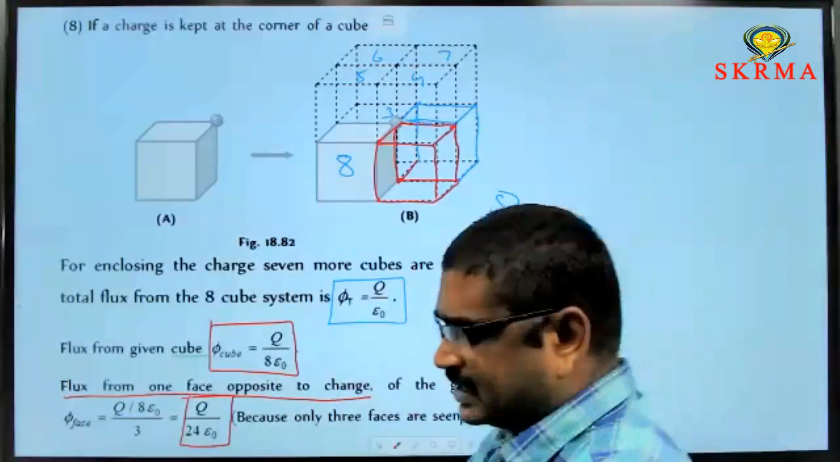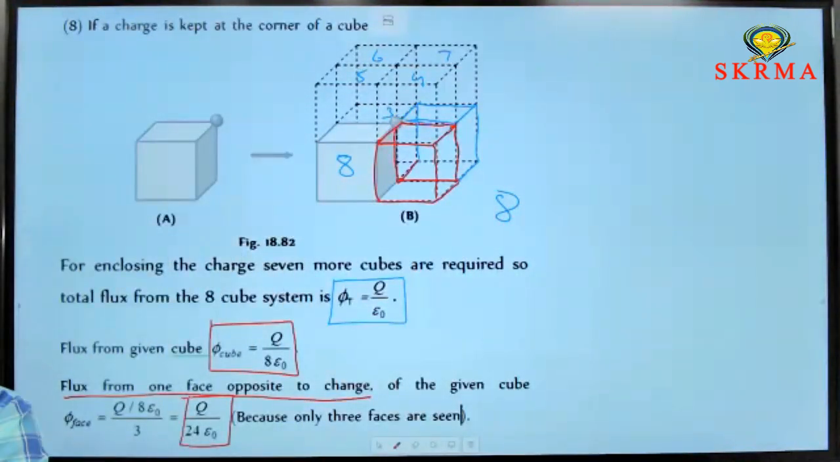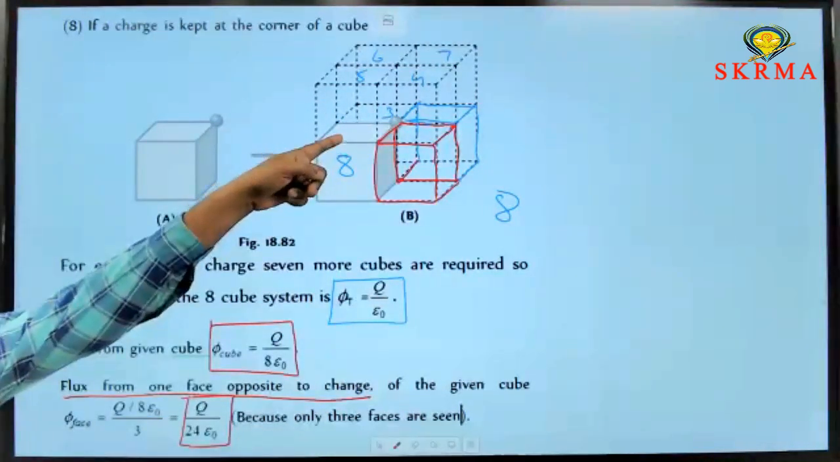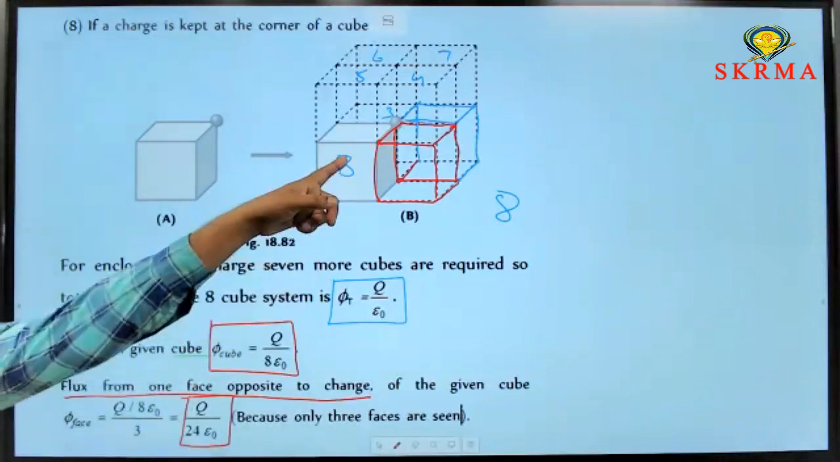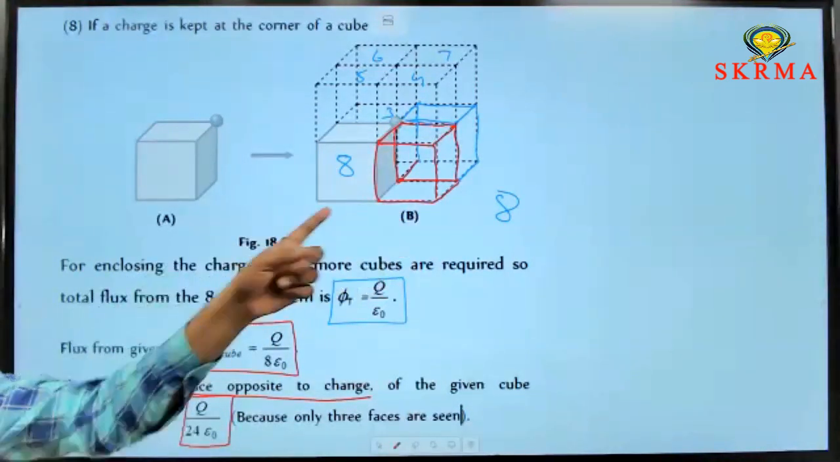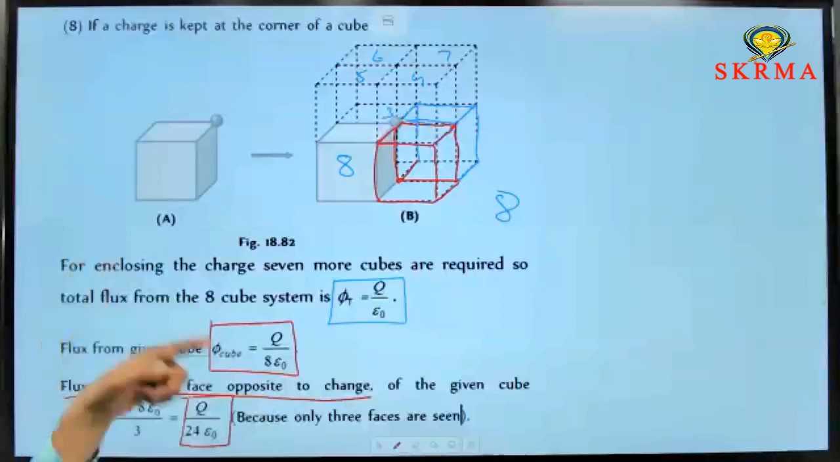These are the 3 formulas related to this concept. Total flux is always Q by epsilon naught only. Here, total how many cubes are there? 8 cubes are there. So the flux passing through each cube is Q by 8 epsilon naught. Next one, how many faces are there opposite to the charge? 24 faces are there. So the flux passing through each face is Q by 24 epsilon naught.